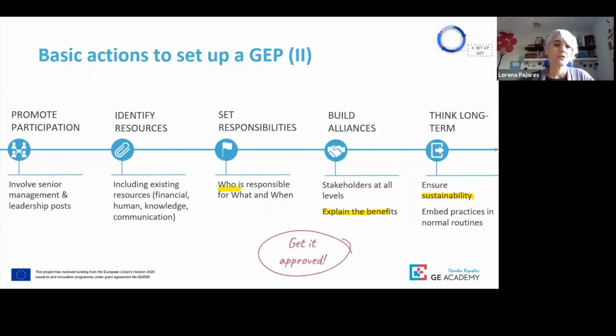And then, of course, we need to get the gender equality plan approved. So just check all the legal and institutional procedures and requirements to do so, right? If there is any official register, or whatever requirement. Here in Spain, for example, the union approval.